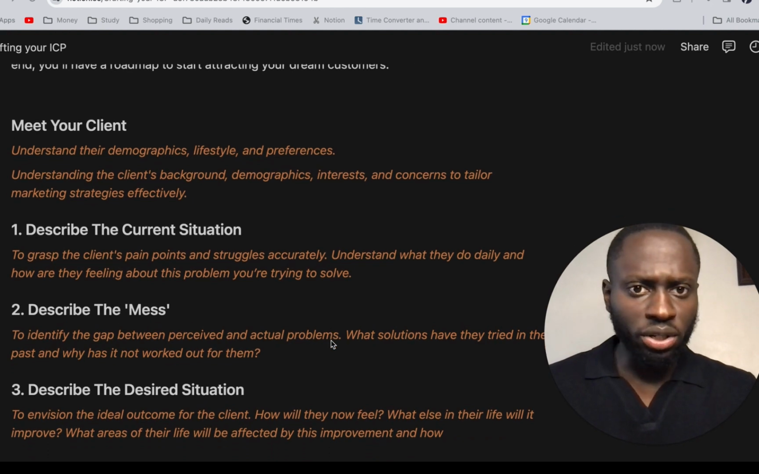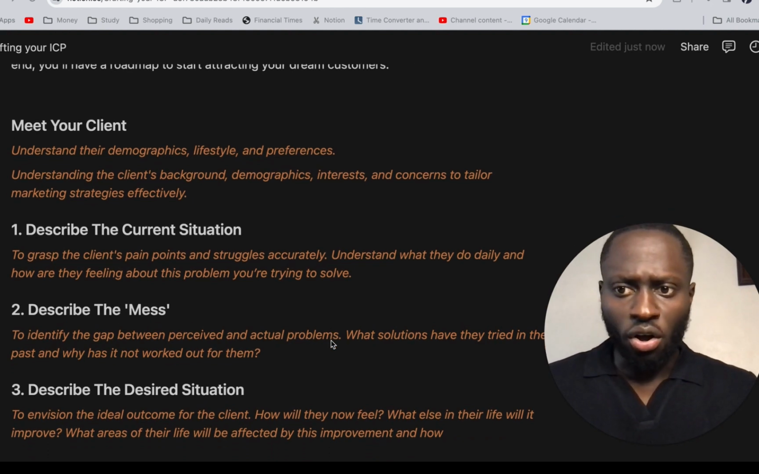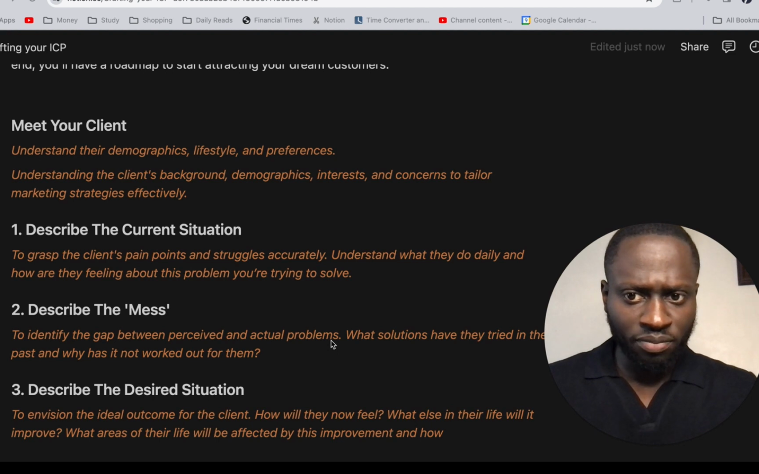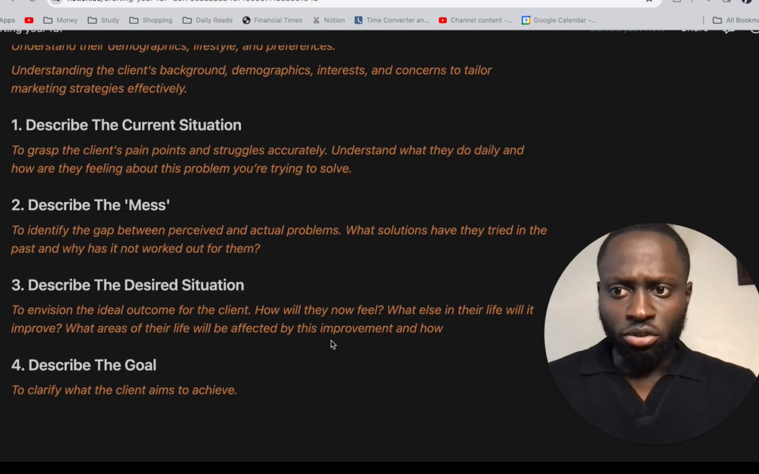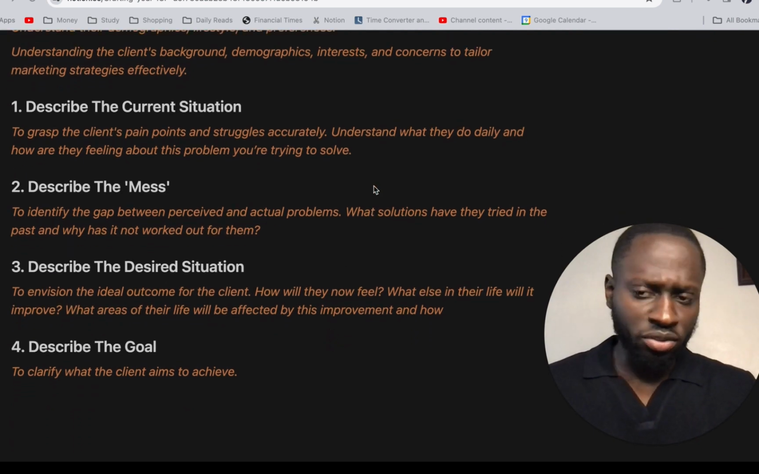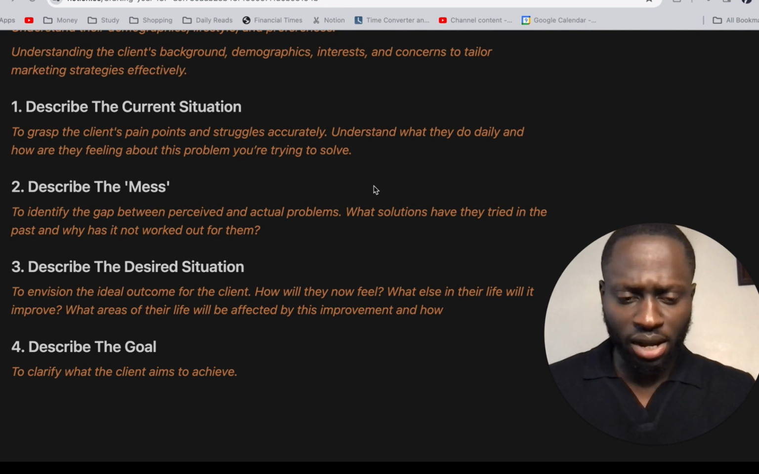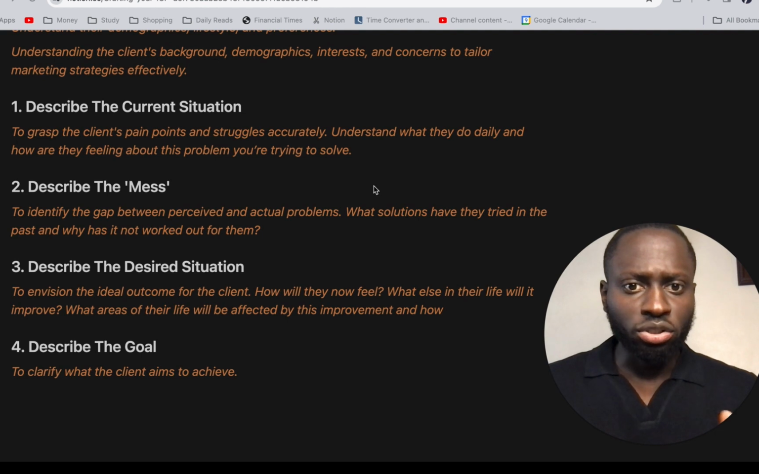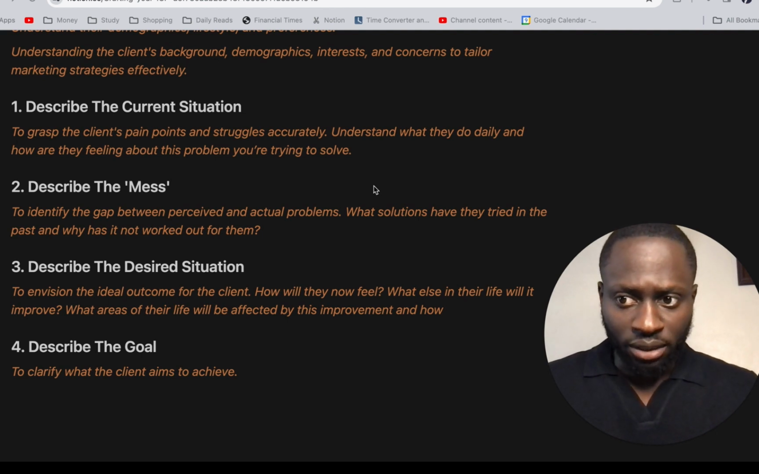In this section, you want to understand their demographics, lifestyle and preferences: understanding the client's background, demographics, their interests and their concerns to tailor your marketing strategies effectively. So you want to describe the current situation. The purpose of describing the current situation is to grasp the client's pain points and struggles accurately. You want to understand what they do daily and how they are feeling about this problem you're trying to solve.